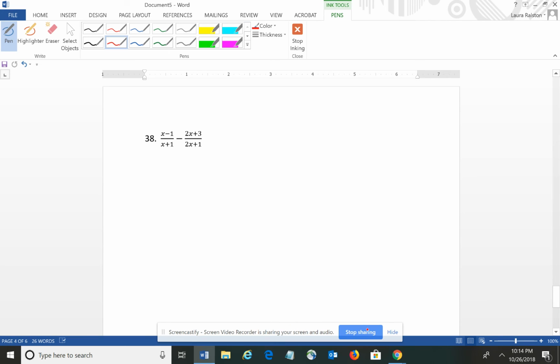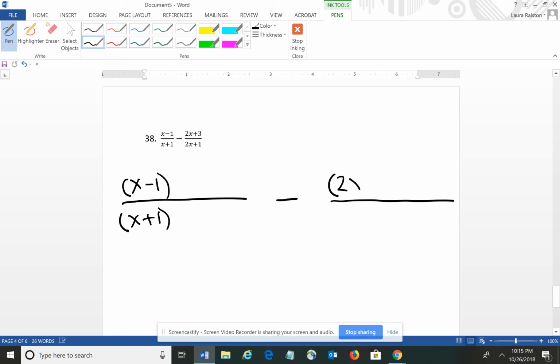Then we have a subtraction problem, but it's the same process. In order to do the subtraction, you need to have a common denominator. So here again, let's think about this. In the first fraction, I have x minus 1 over x plus 1. And in the second one, I have 2x plus 3 over 2x plus 1, but I need to have that common denominator, which means both fractions need both pieces.